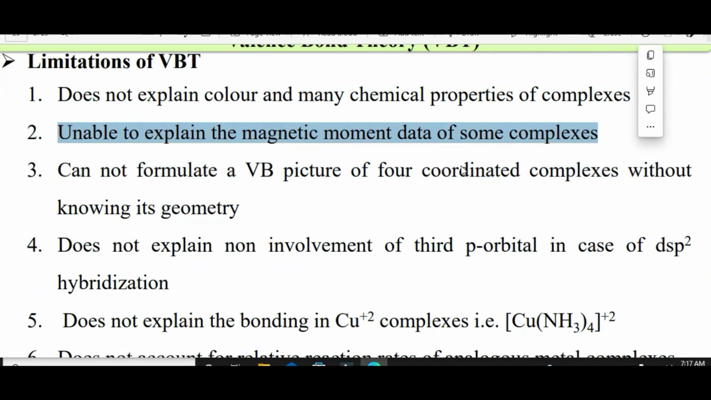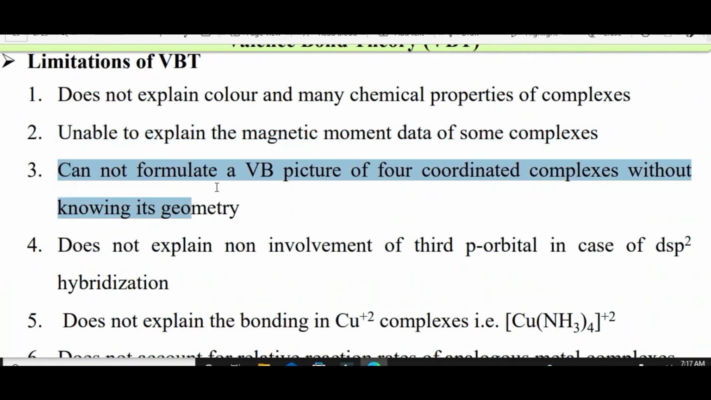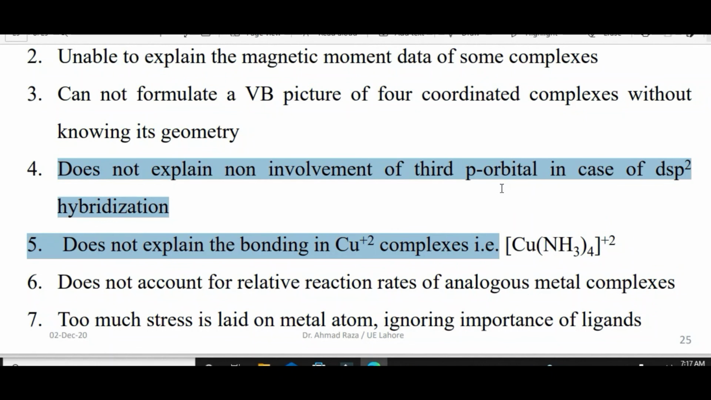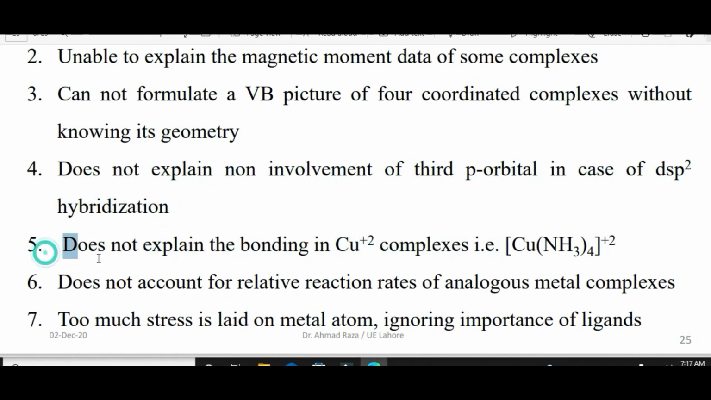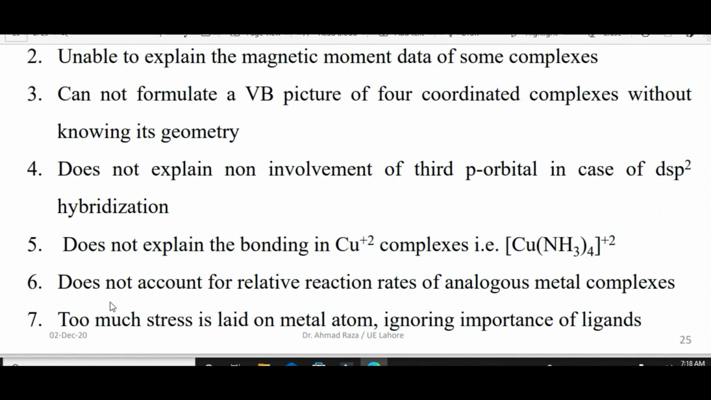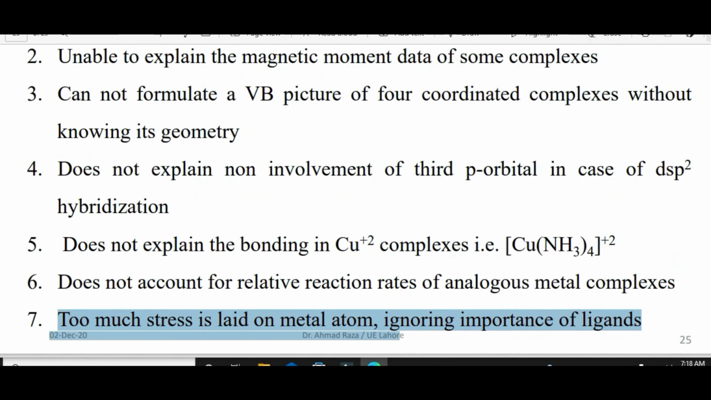Limitations: it does not explain color and many chemical properties of complexes, is unable to explain magnetic moment data for some complexes, cannot formulate a VB picture of four-coordinate complexes without knowing the geometry, does not explain non-involvement of the third p orbital in the case of dsp2, as we saw in the last example, does not explain bonding of Cu2+ complexes, [Cu(NH3)4]2+, and does not account for relative reaction rates of analogous metal complexes. Too much stress is laid on the metal atom, ignoring the importance of ligands. That's all.